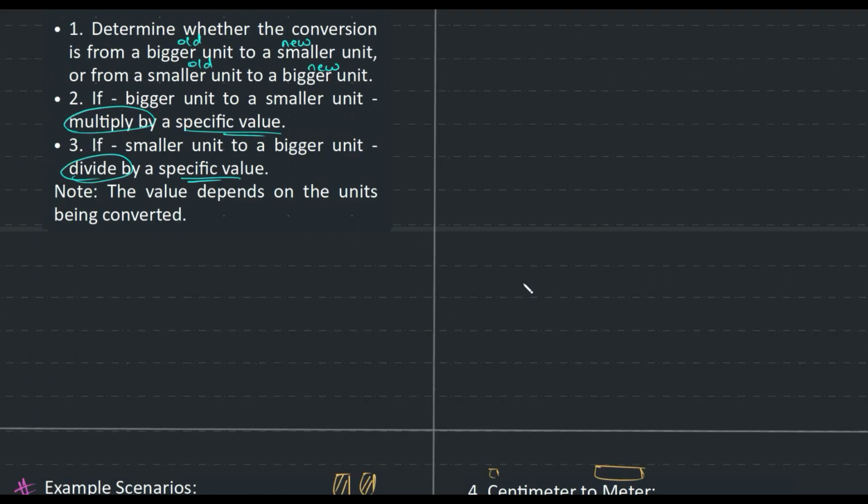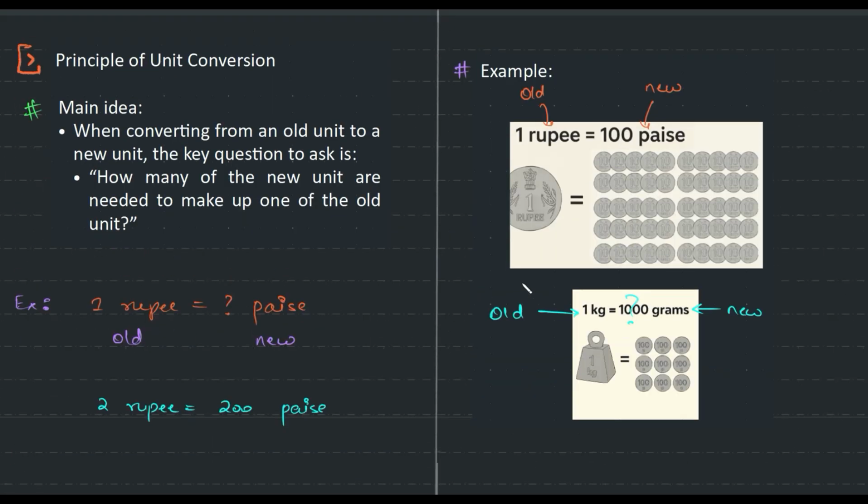So this is the basic principle. If you understood this, it's not at all complicated. The next step is to understand the values, and that is very simple again, that you already know of.